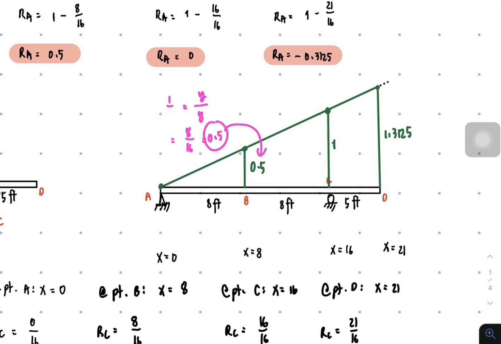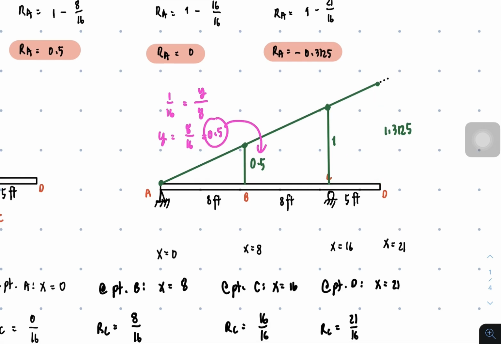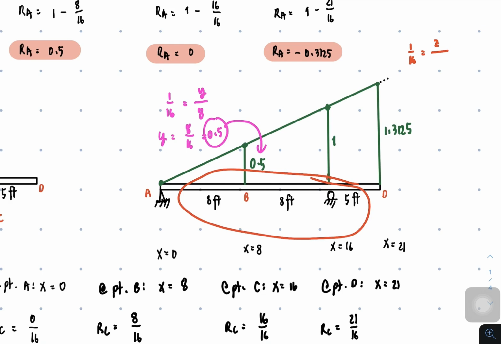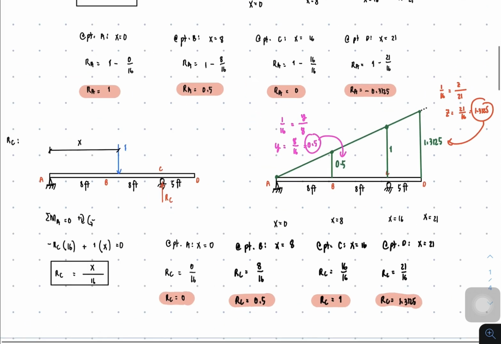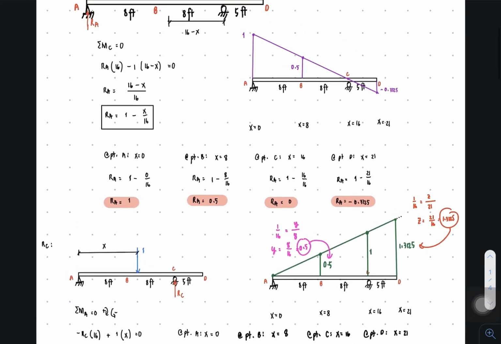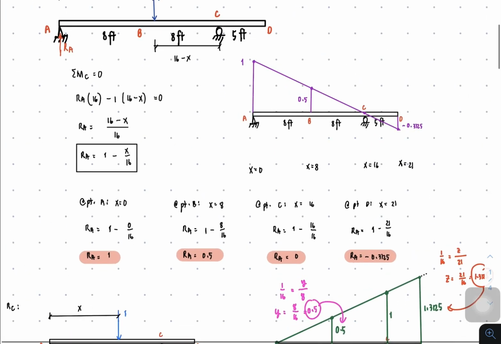Also for this one, if you're not really that sure, then of course you can use ratio and proportion. So like 1 over 16 is equal to, let's call that z, over the whole length, because we were using a triangle, that's 21. So z is 21 over 16, and that's actually 1.3125. So that's how to check if you got it right. But that actually also applies to reaction A. So that's our first example.